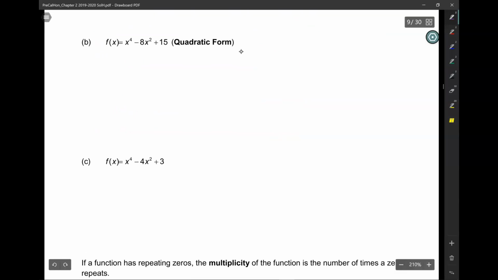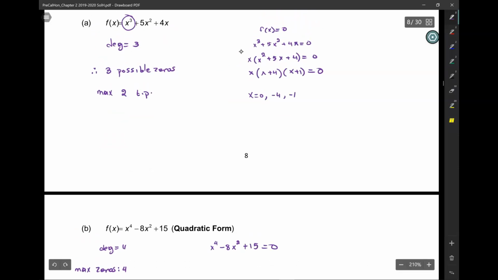What's the degree? 4. So maximum zeros is 4. And turning points, how many? 3. Okay, now I want to factor this. So I've written quadratic form here. This is a quartic function, x to the power of 4. But we can still factor it like we factored this.